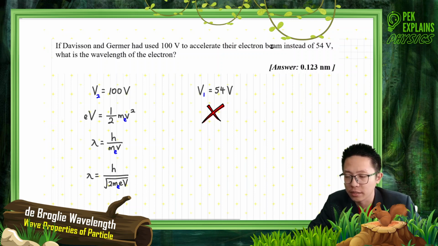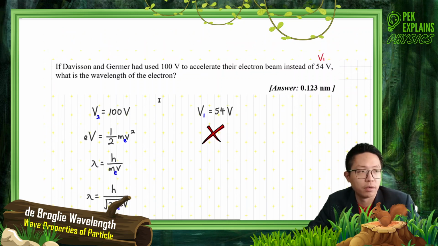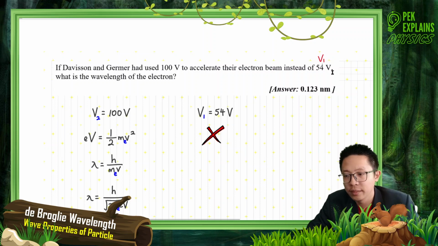Accelerating chamber. Here it seems to have 2 voltages. We put this as V1. No, the V1 is supposed to be this one. This one should be the original voltage, V1. Now he used a new voltage instead of the original one. Yeah, the new voltage is 100 volt.